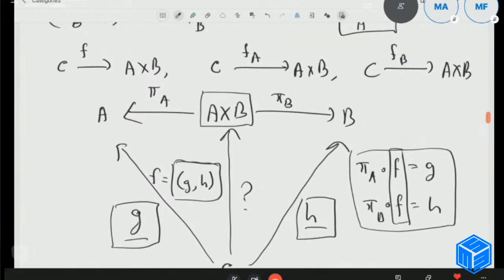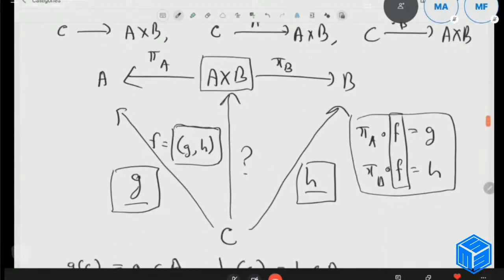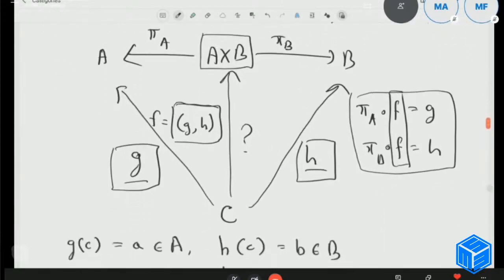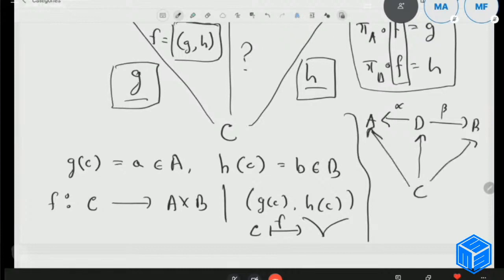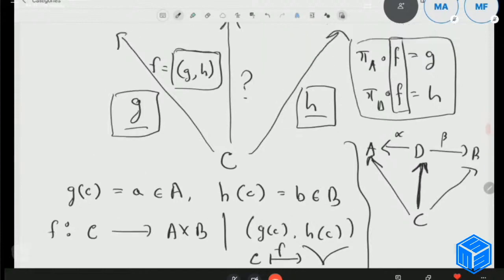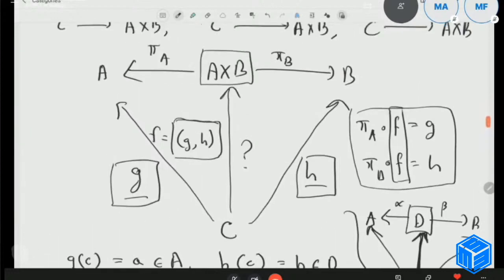The point is, if any other set satisfies this property, here is a small diagram, that it has two maps, let's call them alpha, beta, to A and B, such that every map into D is in one-to-one correspondence with a pair of maps into A and B, then this set has a bijection going into A cross B. That can be checked.